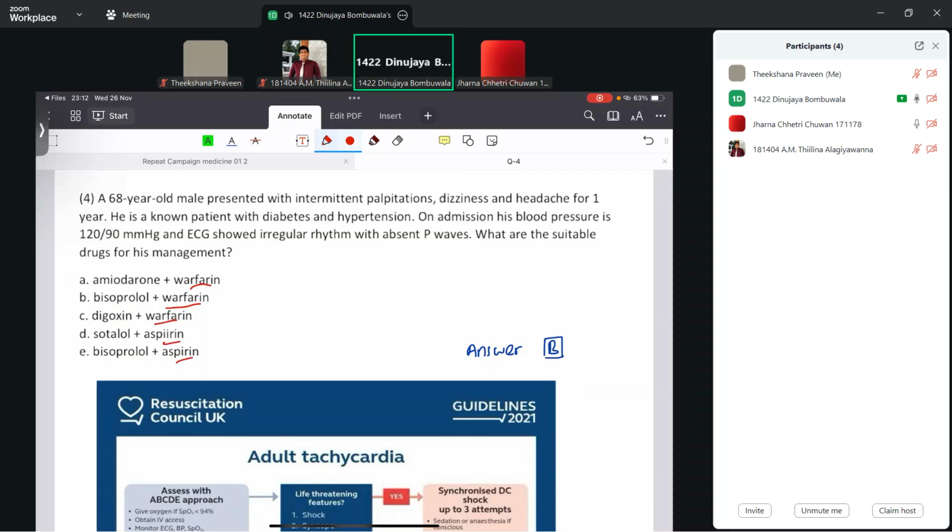So the most suitable answer would be... amiodarone can be used for rhythm control, not rate control. Digoxin is not much used. Sotalol and aspirin are not much used. Warfarin is better. So the answer would be bisoprolol for rate control and warfarin for anticoagulation.